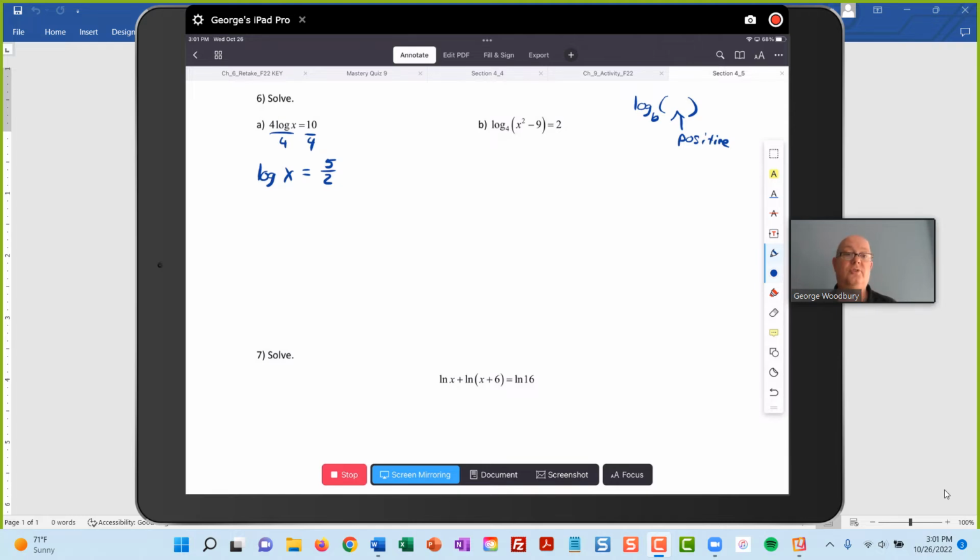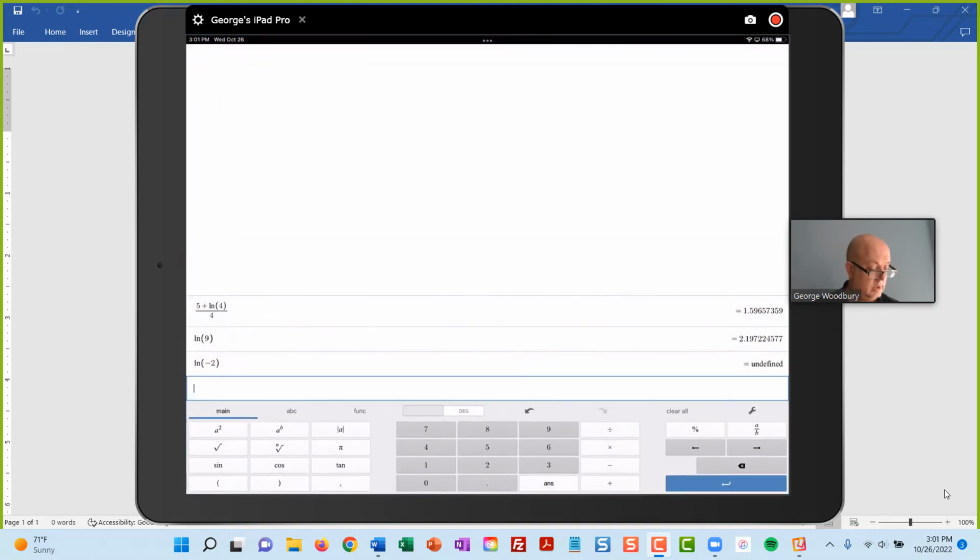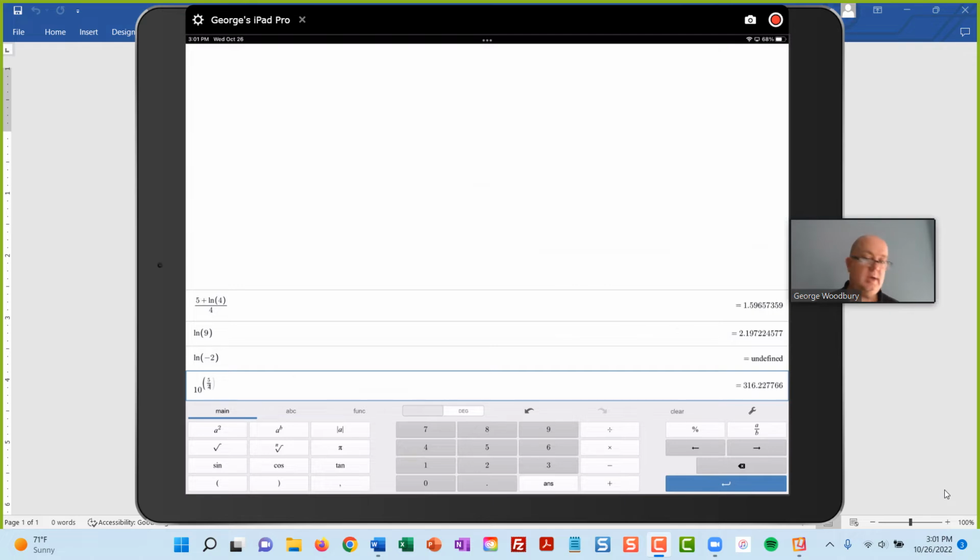Now I need to change this to exponential form. And the trick here to remember is with the common logarithm, the base is 10. So I'm going to raise 10 to the 5/2 power and set it equal to the argument. 10 to the 5/2 power equals x. That's the exact solution. We can get the approximate solution using our calculator. 10 exponent, and in parentheses, I'm going to type 5 divided by 2. And on the right-hand side, we've got 316.2277. I'm going to round that to 3 places, 316.228.